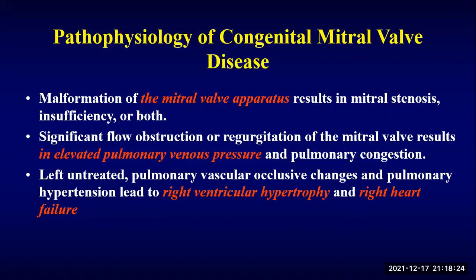The pathophysiology of congenital mitral valve disease is normally due to malformation of the mitral valve apparatus, which results in mitral stenosis, regurgitation, or both. Then this significant flow obstruction or regurgitation may result in elevation of pulmonary venous pressures, and with time we will have right ventricular hypertrophy and even right heart failure.